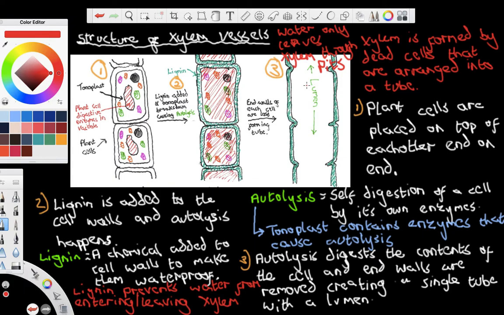Now, I did allude to this, but before we move on, I'll mention it again. The xylem is the wood of a tree. If you cut a tree in half and you see that hard woody surface, that is the xylem. The reason it's hard and woody is because it's got this lignin in it and the cells are actually dead. They're not living cells. Okay? So, that's everything you need to know about the xylem.